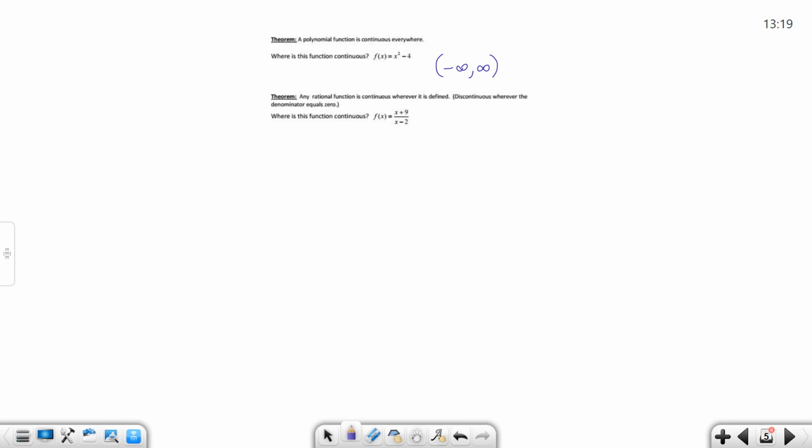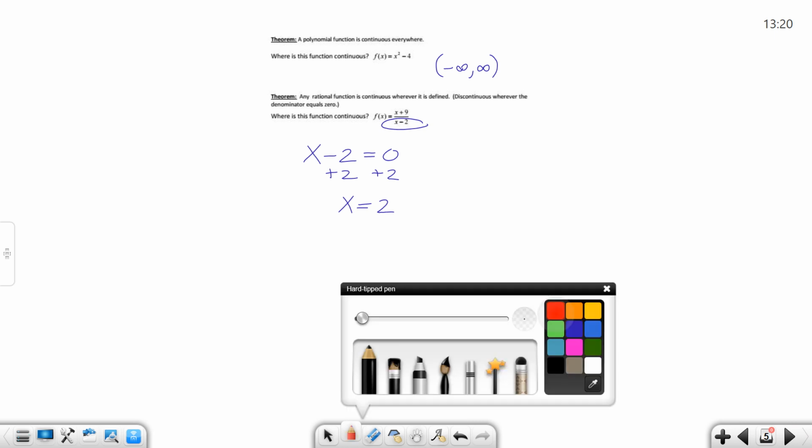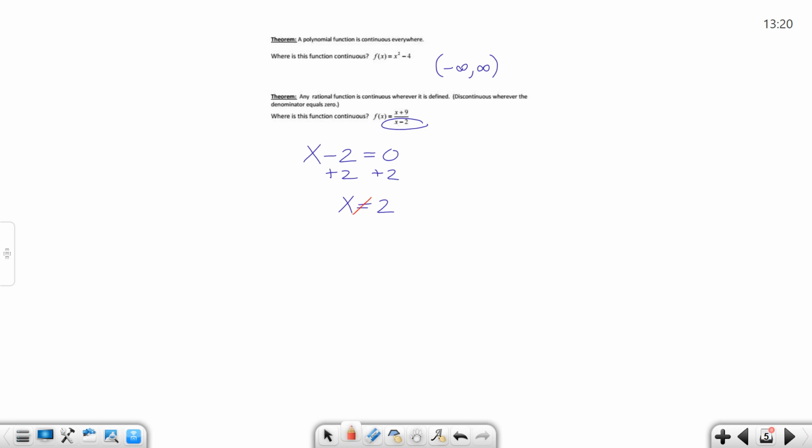Okay, a rational function is a fraction, and a rational function is continuous wherever it's defined. It's discontinuous where the denominator equals 0. So I ask you, where is this function continuous? So you're going to set your denominator equal to 0 and solve that out. Okay, so when I get that, 2 makes the denominator equal 0. So that means 2 is bad. Every number in the world would work except for 2.